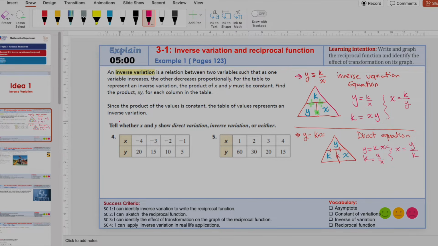Now, one more thing is that if you have an inverse relationship, then throughout all different values of x and y, the k stays constant. Same for direct. Throughout all values, the k stays constant. So let's say that you have many x and y values, and you want to see if they are inverse or not. Just use the inverse equation. Try to find k every single time and see, is k staying constant? It should be constant because it's called the constant of variation.